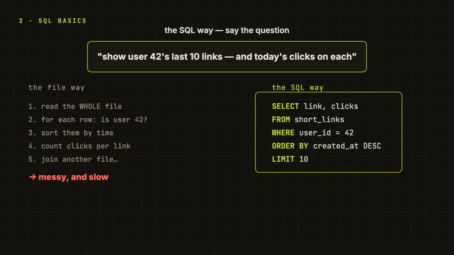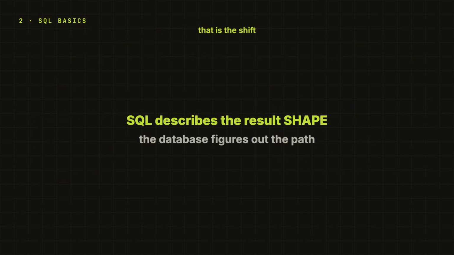SQL is the thing that lets us say the question directly, not how to loop. What result do we want? That is the shift. SQL describes the result shape. The database figures out the path.